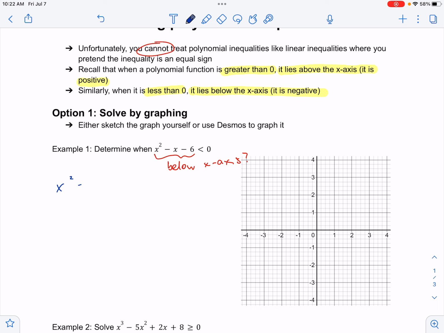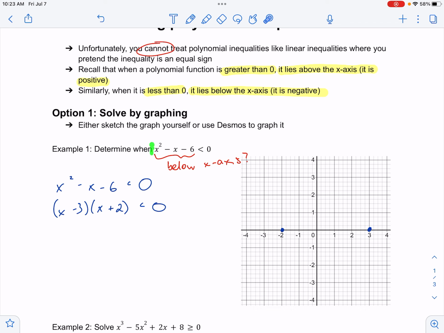I'm just going to rewrite our equation over here, and then I'm going to factor this. This is simple trinomial factoring. I'm looking for two numbers that add to -1 and multiply to -6. And the answer is -3 and +2. We can plot that on a graph with our two x-intercepts. So we have a +3 and a -2.